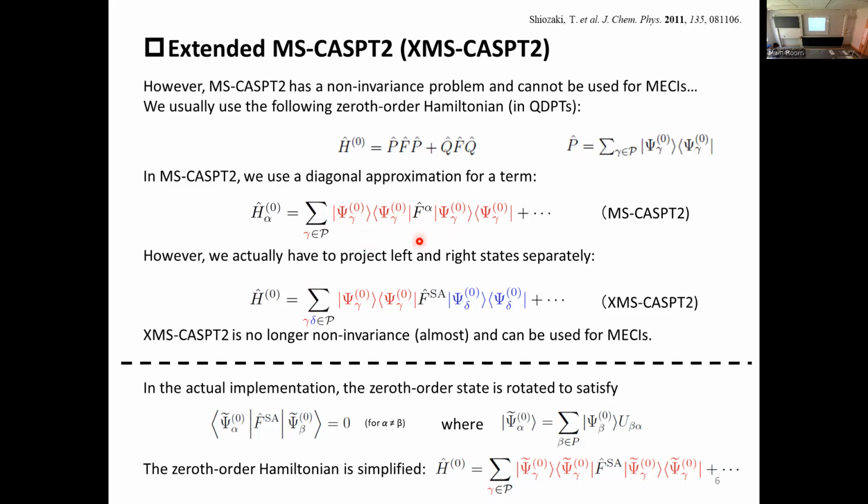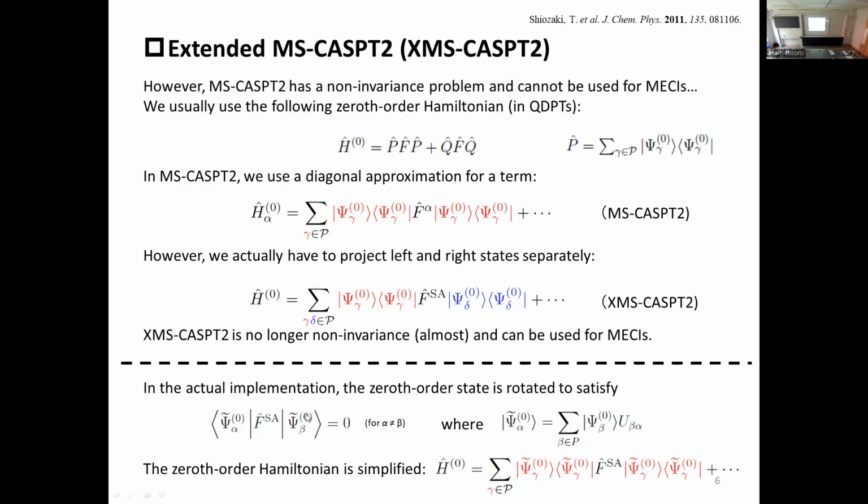And in the case of MS-CASPT2, one term of the zeroth-order Hamiltonian is like this. This is derived using a diagonal approximation. But the better definition is like this. This does not use the diagonal approximation. The left and right projections are different. This is XMS-CASPT2.